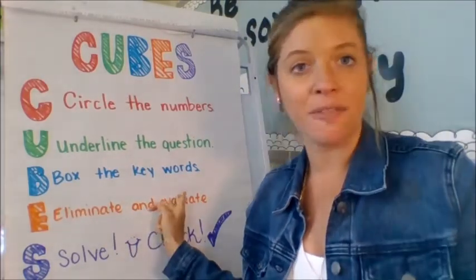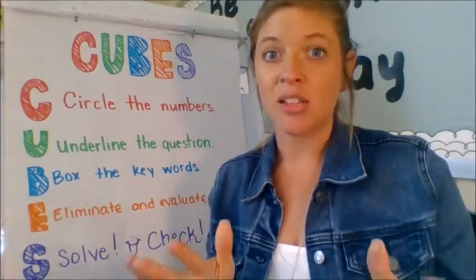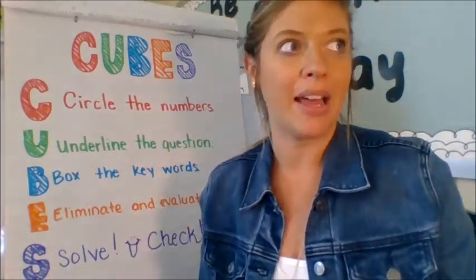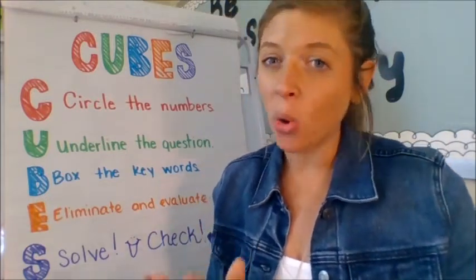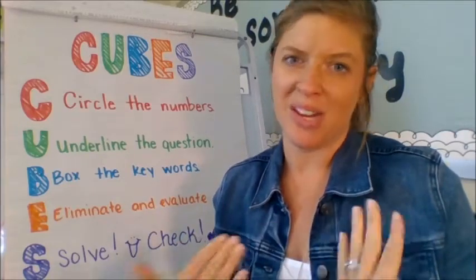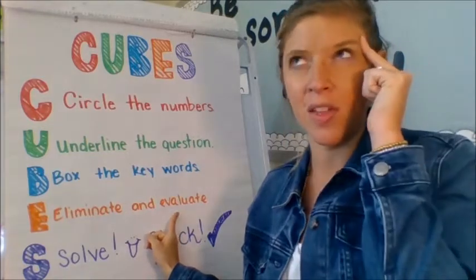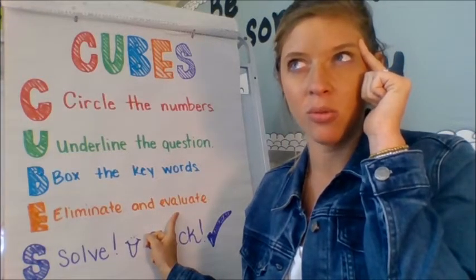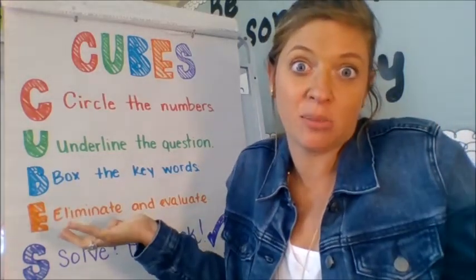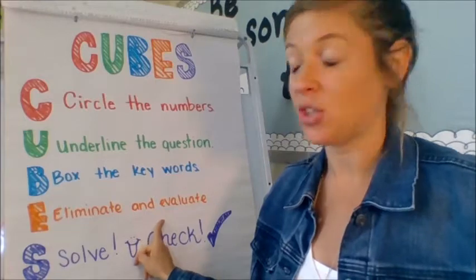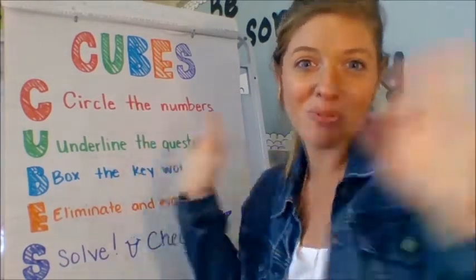E, eliminate and evaluate. Now, this only happens sometimes, not always. You may have to eliminate some parts of information from a word problem. That's only if there is information that you just don't need when you're solving the problem. Then evaluating means thinking, what do I need to do? Do I need to add? Do I need to round? Do I need to subtract? That's where you'll do this part of the strategy. And then you solve. Woo-woo!